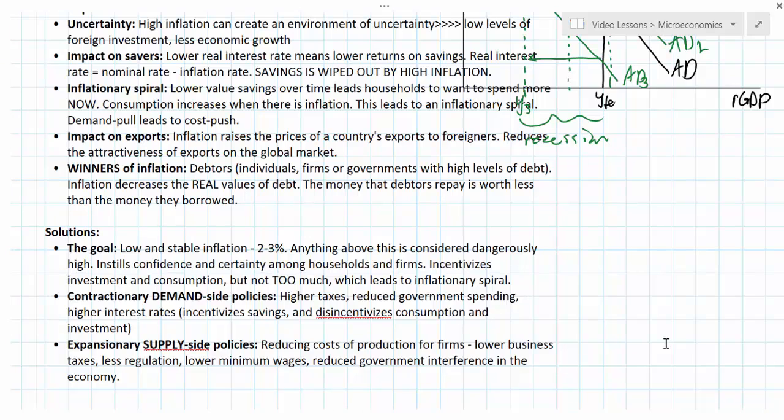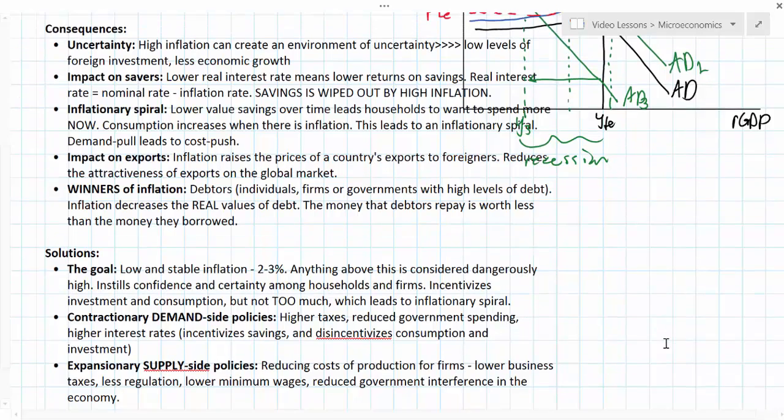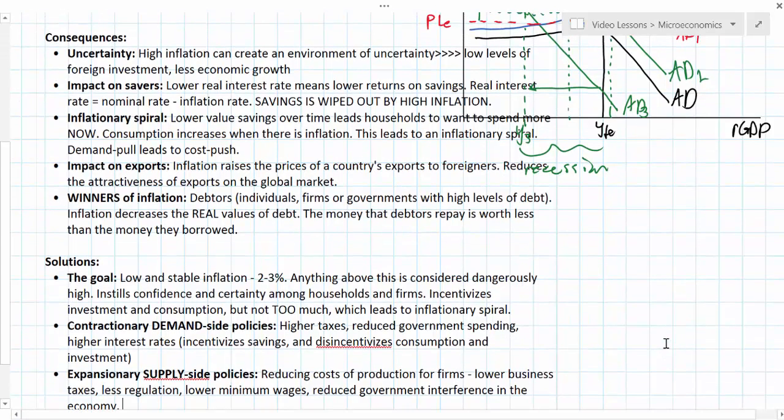The goal, of course, is to reduce aggregate demand during a demand-pull inflation or increase aggregate supply during a cost-push inflation. In this lesson, we've also outlined some of the consequences on different stakeholders of high inflation, the uncertainty it creates and the impact it could have on investment and economic growth, the fact that inflation wipes out the savings of households, and could lead to an inflationary spiral where rising prices lead to more consumption, which leads to even higher prices.